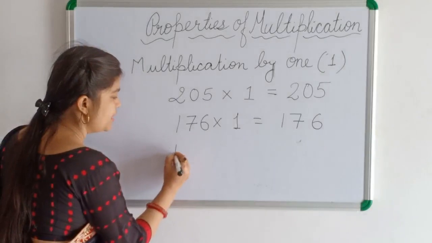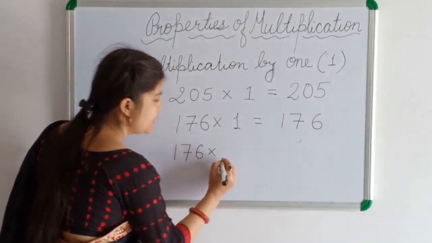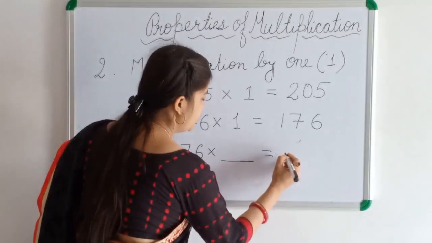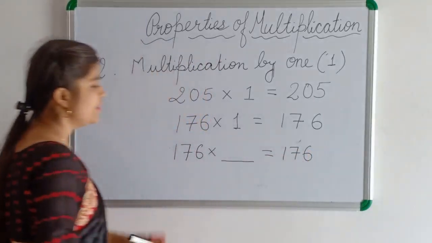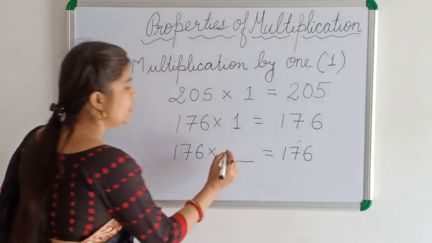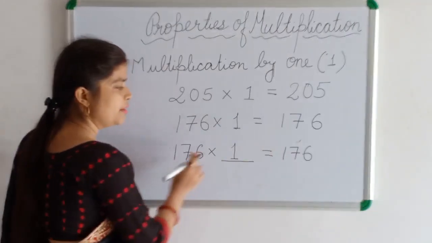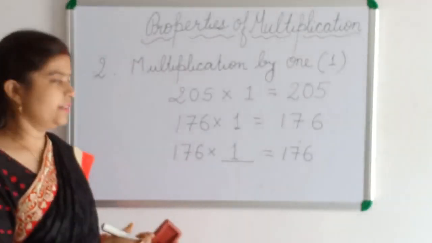Now I am giving you one fill in the blanks. If the multiplicand is given, 176, and there is a fill in the blanks for the multiplier, and the product is also given, 176, then what will I write in the fill in the blanks? We have to write here 1, because if the product is the number itself, that means that number is multiplied by 1.